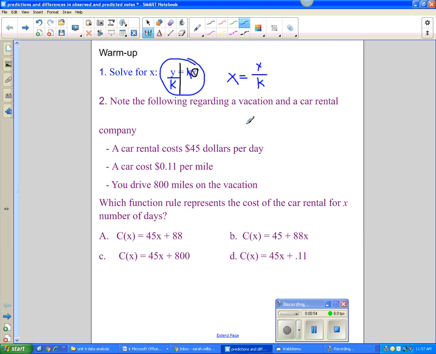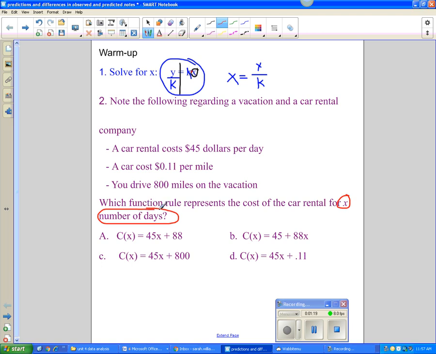Number 2 says, note the following regarding a vacation and a car rental company. A car costs $45 per day. A car costs 11 cents per mile, and you drive 800 miles on the vacation. Which function rule represents the cost of car rental for X number of days? You should have circled X as the number of days.